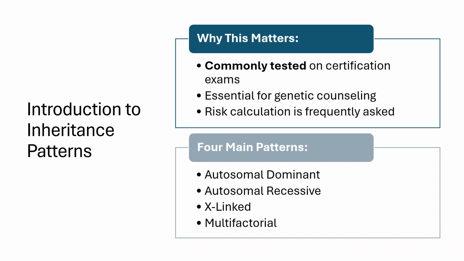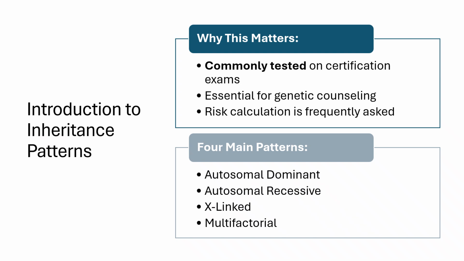Autosomal dominant. One mutated copy causes disease. Each child has a 50% chance of inheriting the mutation from an affected parent. Autosomal recessive. 2 copies are needed, one from each parent. Carrier parents have a 25% chance of having an affected child.